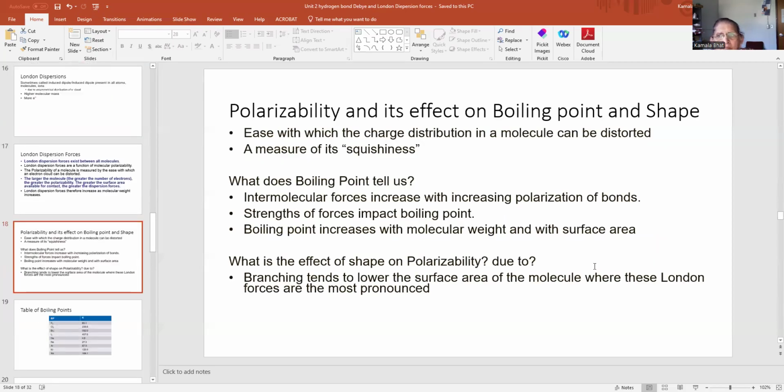Polarizability and its effect on boiling point and shape. The ease with which the charge distribution in a molecule can be distorted is a measure of the squishiness of the molecule. What does boiling point tell us? Intermolecular forces increase with increased polarization of bonds. Strengths of forces impact boiling point. Boiling point increases with molecular weight and with surface area. What is the effect of shape on polarizability? Branching tends to lower the surface area of the molecule, where these London forces are the most pronounced.